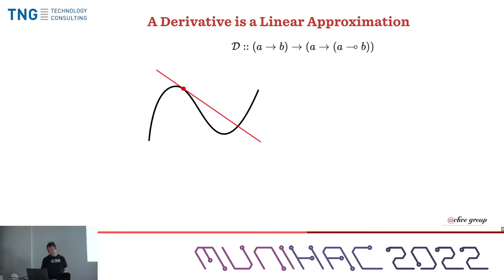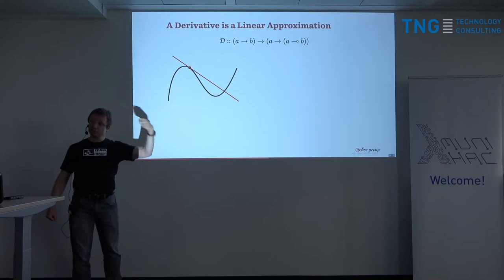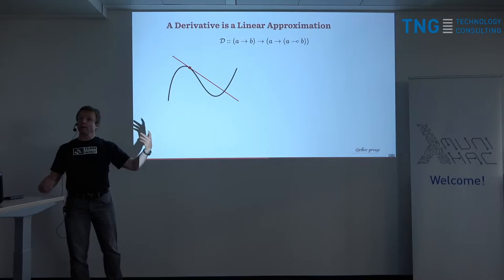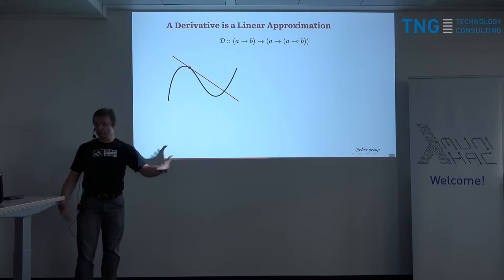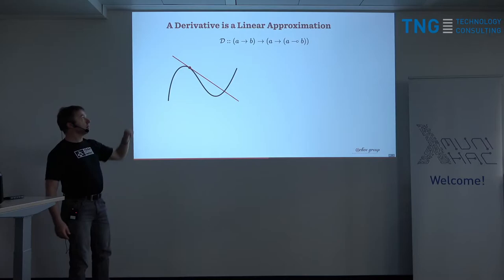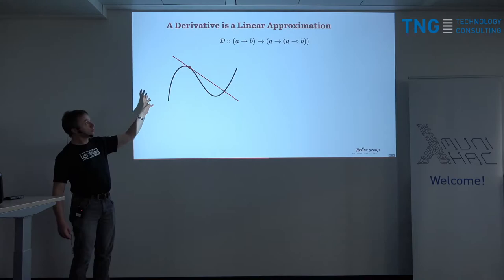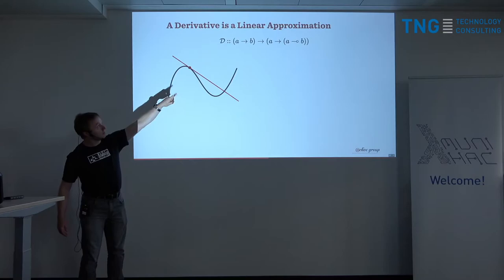So a nice alternative formulation is to think of the derivative not as a number, but as a function. And that function is just an approximation of the original function. Its special property is that it's linear, and linear just means that it is its own derivative. So we have this D operator up there, you feed in a function from A to B, and you get out a function that computes the derivative. It takes in an A, that's the point here, and it gives you a linear function from A to B, which is that approximation.